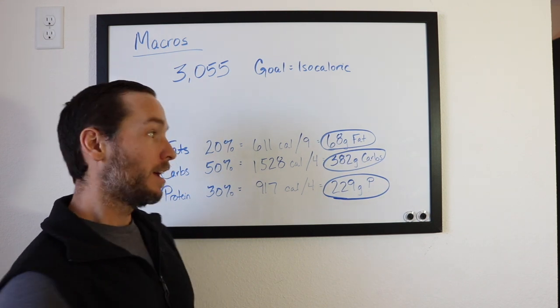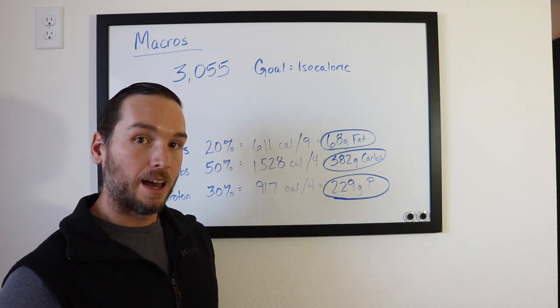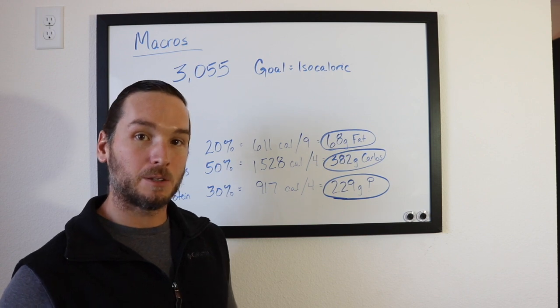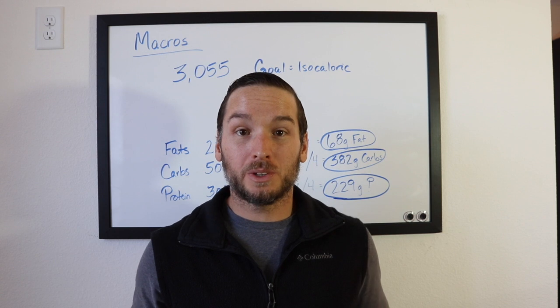But this is Macros 101. This is how you get those numbers. That's how we got your numbers in some way, shape, or form. And now we go from here and keep developing to make it the best nutritional equation your life can fit.